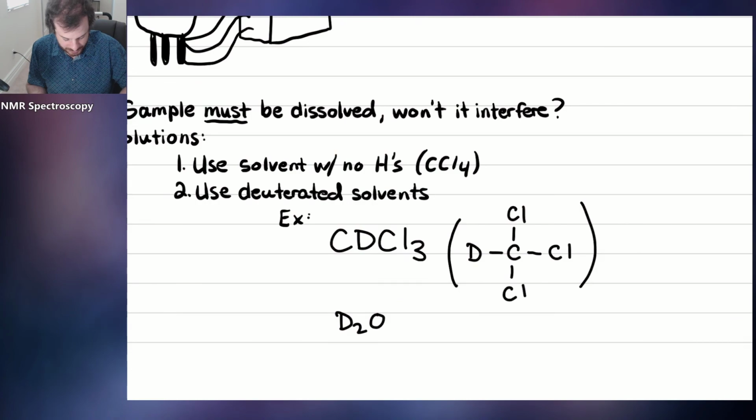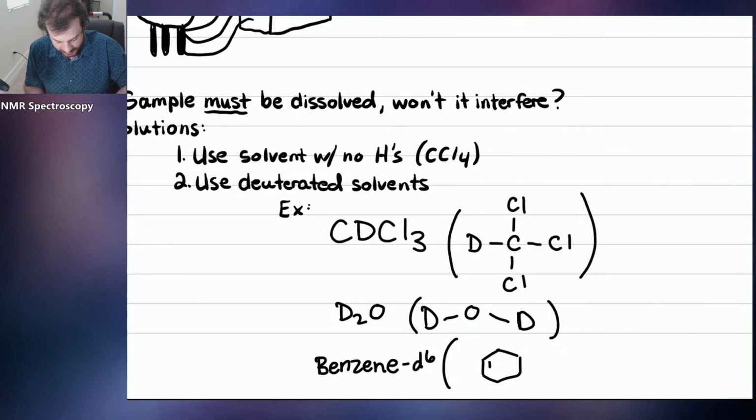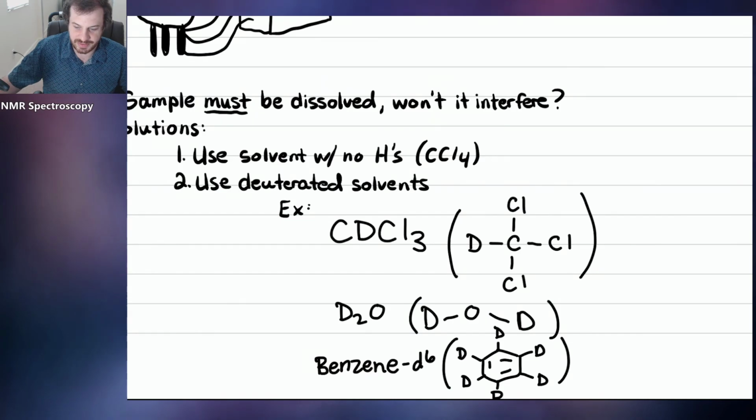There's D2O is another one. That's deuterated water. Not H2O, but D2O. And also benzene-D6. And that has a structure that looks like this, where all the hydrogens on the benzene are replaced with Ds, and that is benzene-D6.